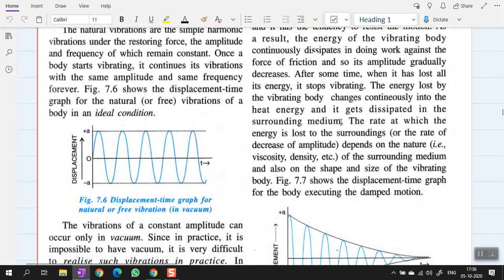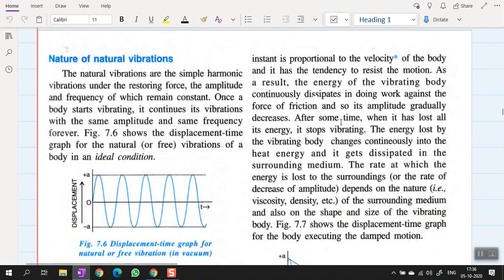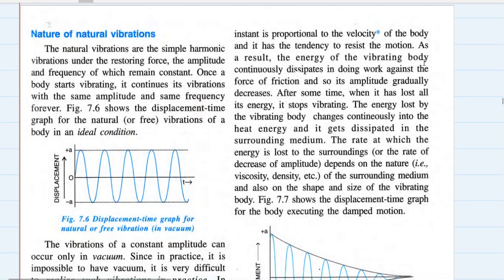Okay, so now let's go to the next topic, that is nature of natural vibrations. We just saw so many examples of natural vibrations. Now let's study the nature of natural vibrations. The natural vibrations are the simple harmonic vibrations under restoring force, the amplitude and frequency of which remains constant. Once a body starts vibrating, it continues its vibration with the same amplitude and same frequency forever. Forever. Just see this word forever.